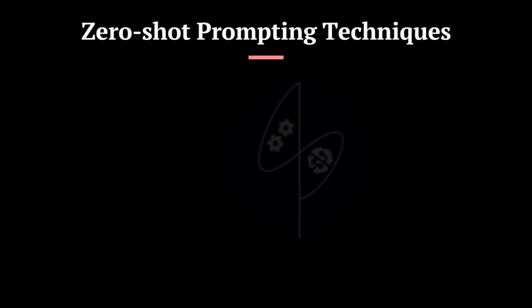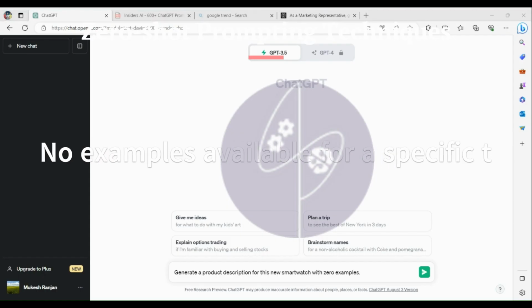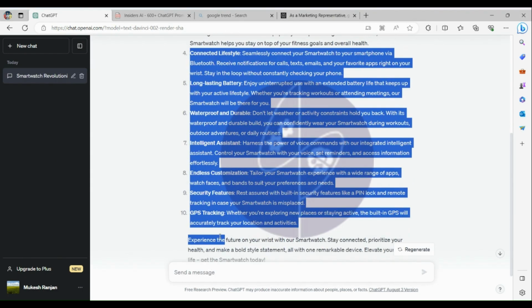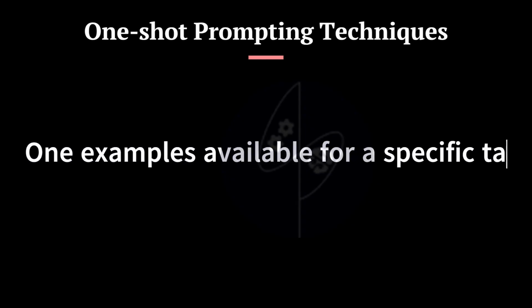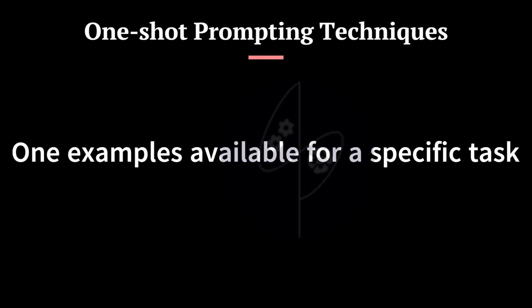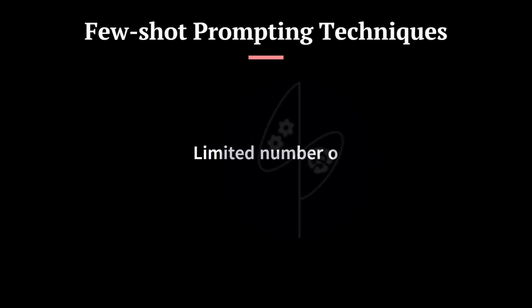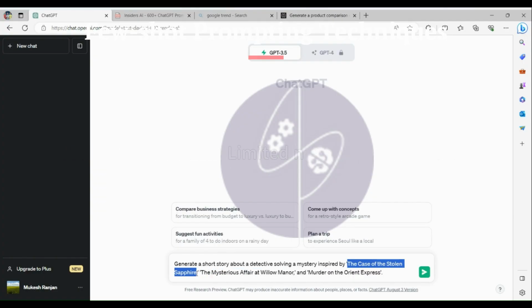Let's begin by understanding what these techniques are. Zero-shot prompting is used when you have no examples available for a specific task. You provide the model with a general task description, and it generates text based on its understanding of that task. One-shot prompting comes into play when you have only one example available for the task. In this case, you give the model that single example, and it generates text based on its understanding of that example. Lastly, few-shot prompting is used when you have a limited number of examples for the task. You provide the model with these examples, and it generates text by considering its understanding of those examples.